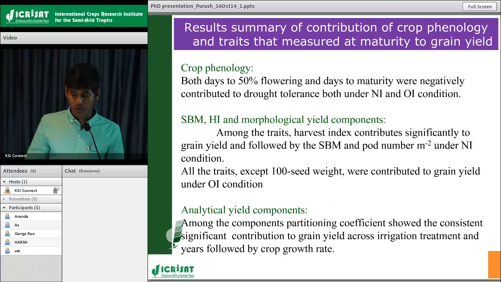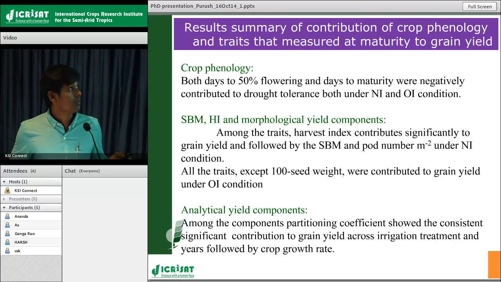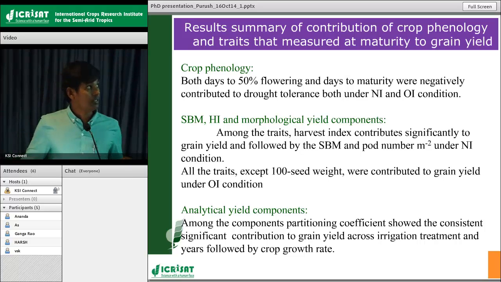The result summary of the contribution of crop phenology and traits is that both days to 50% flowering and days to maturity contributed negatively to drought tolerance, under both non-irrigated and optimally irrigated conditions. The shoot biomass produced, harvest index, and morphological yield components contributed significantly to grain yield, followed by shoot biomass and pod number in the non-irrigated condition. All the traits except 100 seed weight contributed to grain yield under optimally irrigated condition.